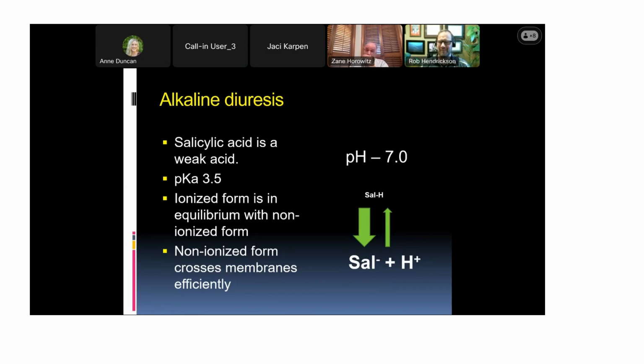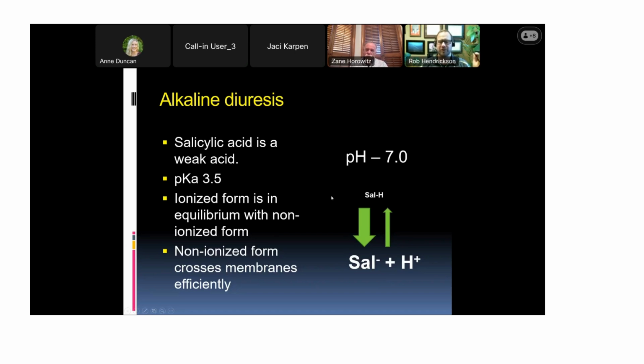Hopefully, you'll have 90% of your salicylate ionized, so not traveling across membranes very well. And so just this little portion that's non-ionized will make it into your brain. Once it's in your brain, it will ionize again and get trapped there a little bit.